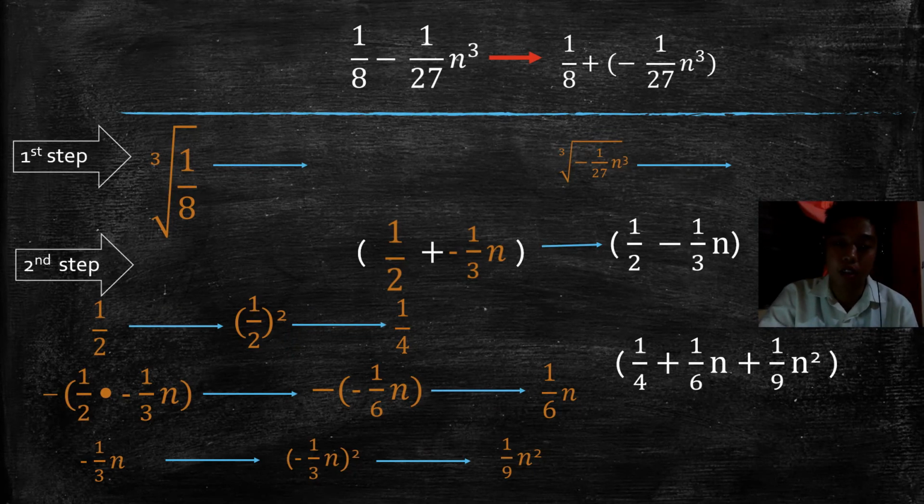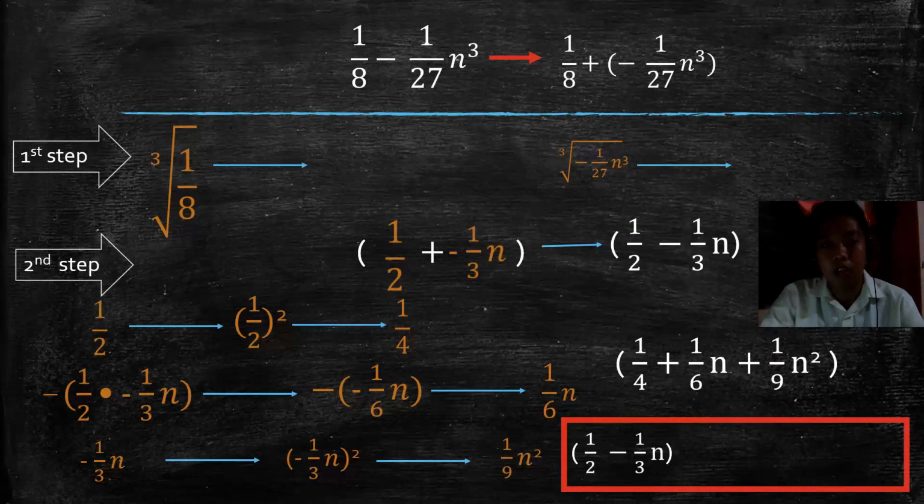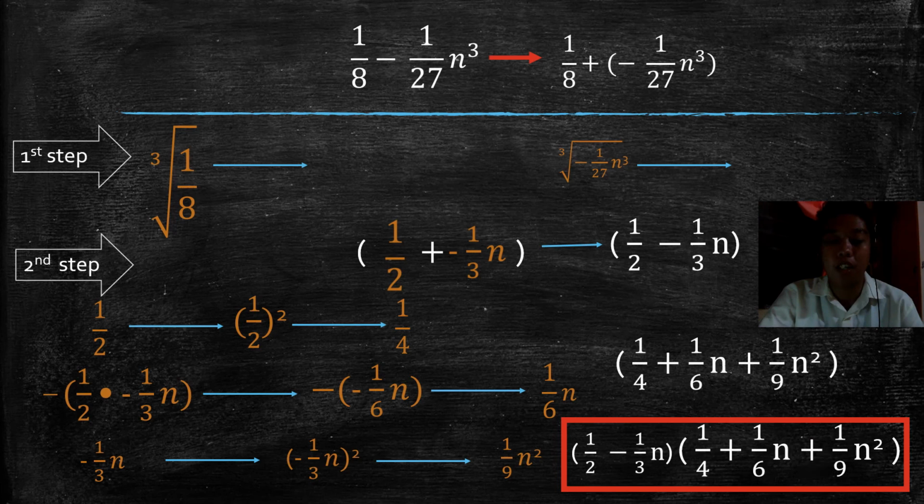Okay. So, meron na tayo. So, we can now say that the factor of 1/8 minus 1/27 n cubed is 1/2 minus 1/3 n times the quantity 1/4 plus 1/6 n plus 1/9 n squared.